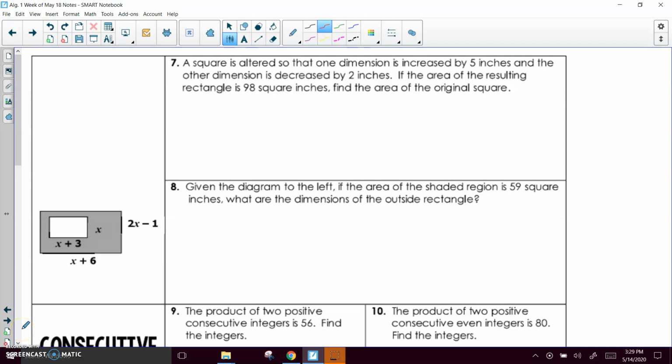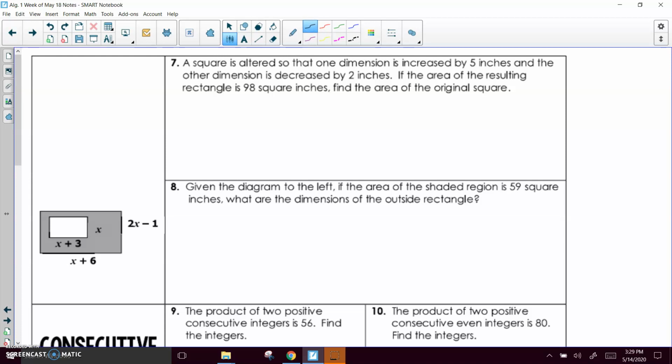Continuing on with the last two area problems. Number 7: a square is altered so that one dimension is increased by 5 inches and the other dimension is decreased by 2 inches. If the area of the resulting rectangle is 98 square inches, find the area of the original square. So that's a lot of information to digest there.